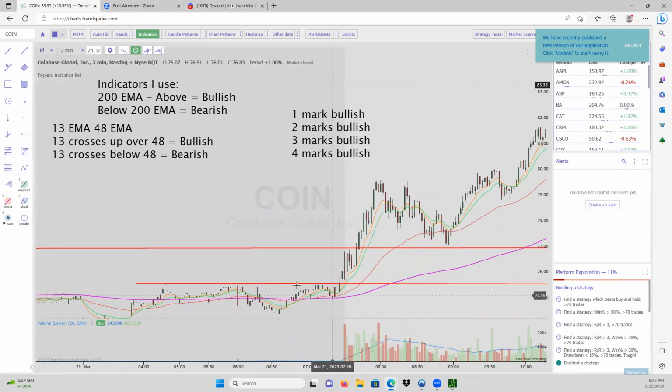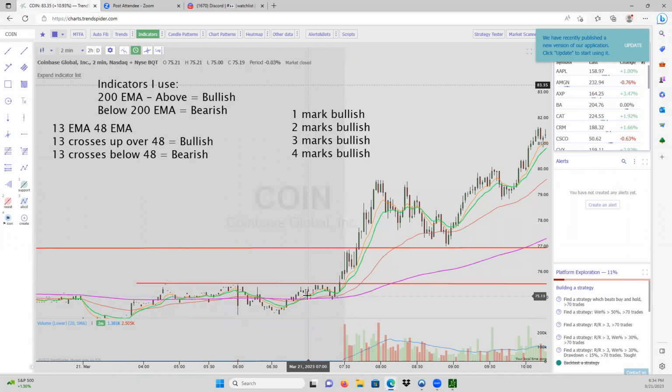If we are above this 200, that's bullish, right? That's bullish. So that gave us that 1 mark. Perfect. 1348. Well, how do we use this? Well, we use it for bullish or bearish trends. If the 13 crosses up over the 48, that's bullish.